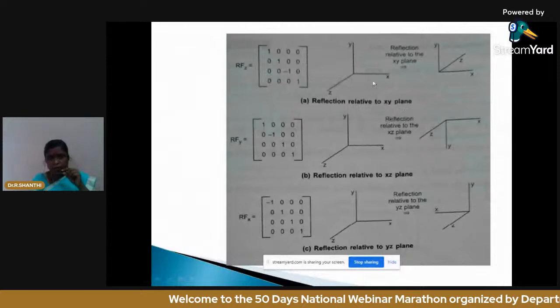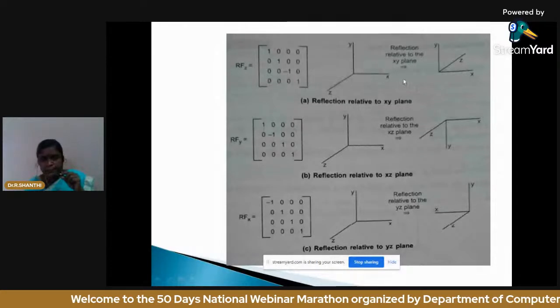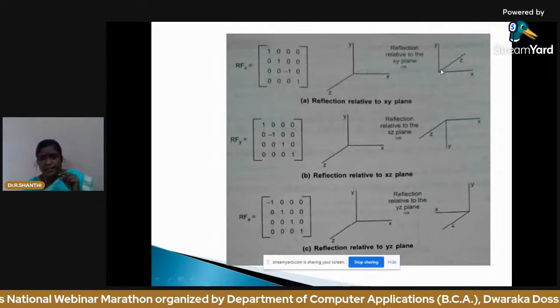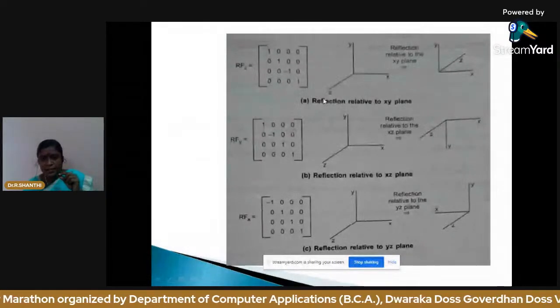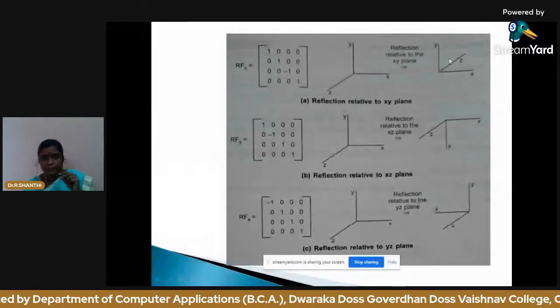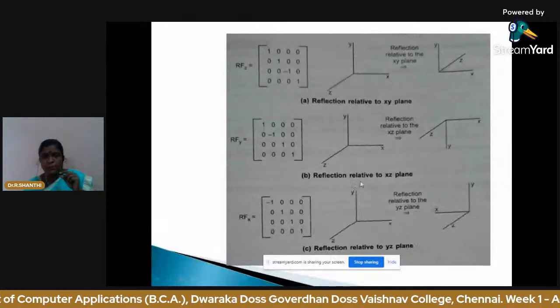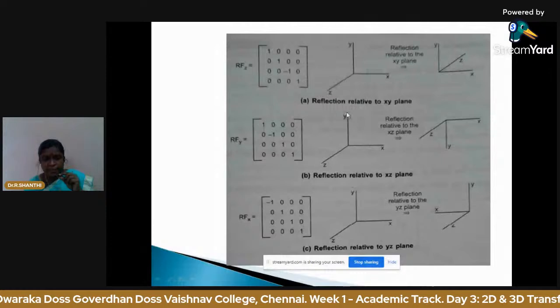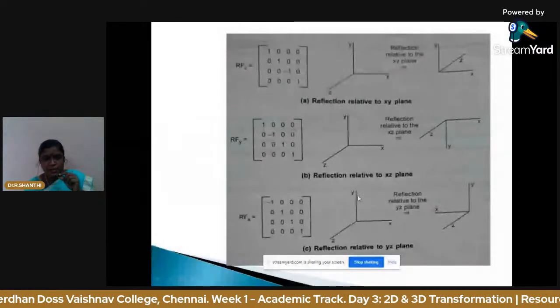In the xy plane, only the z gets disturbed, as I said. The reflection here was down, so it appears in between the x and y. This is the reflection for the xz plane. In xz, what happens here? Y was there on the top, now it appears below.